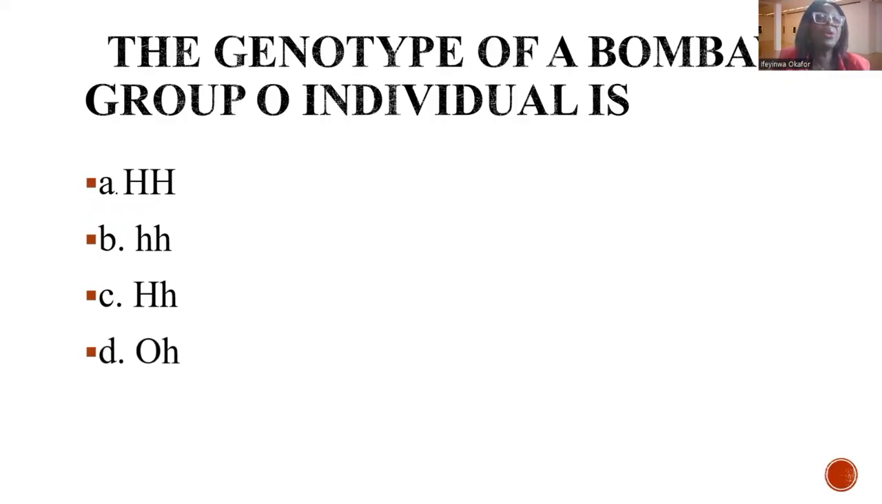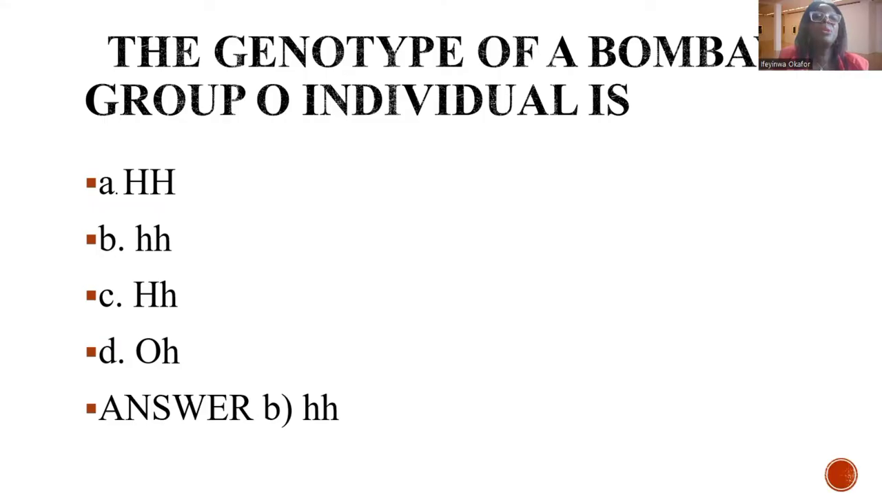The genotype of a Bombay group O individual is, we have big H big H, little h little h, big H little h, and big O little h. The genotype of a Bombay group O individual is, answer, little h little h.